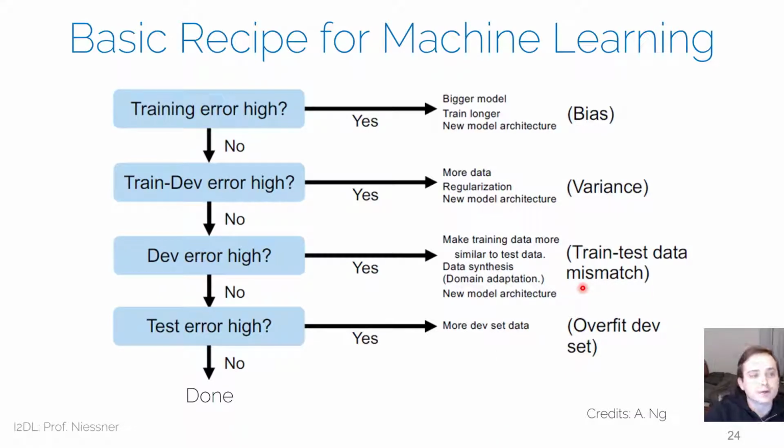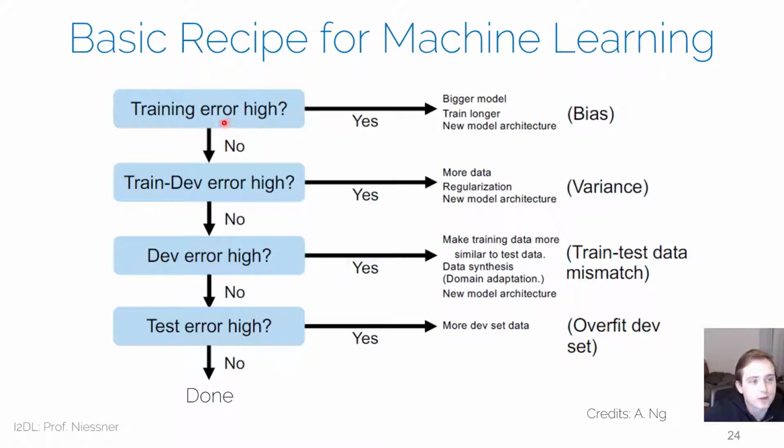So one more important thing is this diagram that you've already seen in the lecture with Professor Niesner. The way to read this diagram is that you have to replace the word dev dataset with validation dataset here. So this basically lists all the cases.